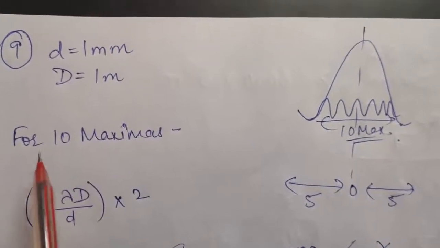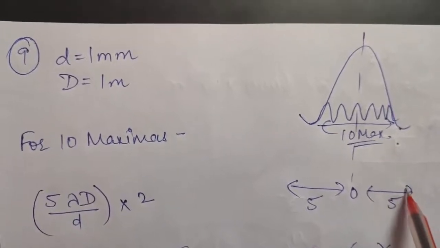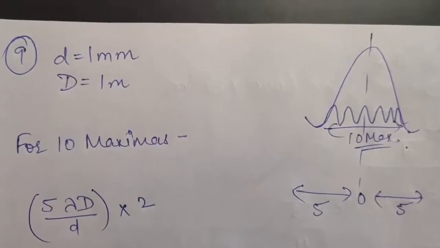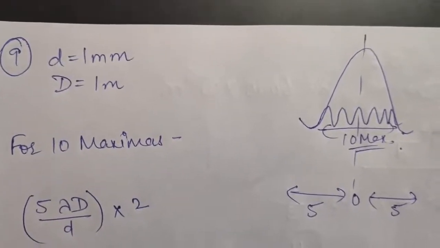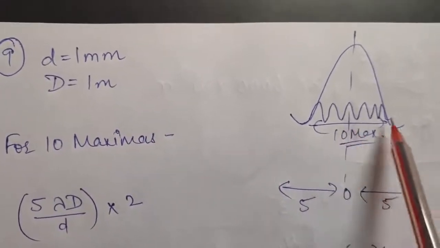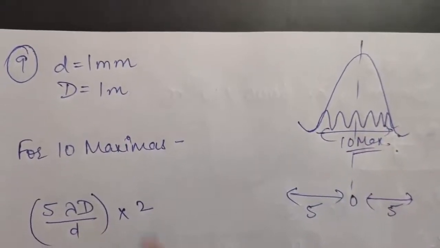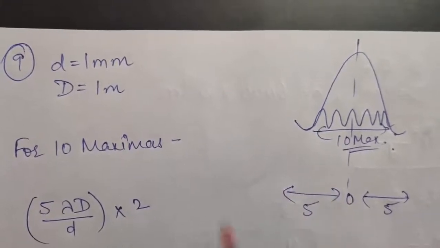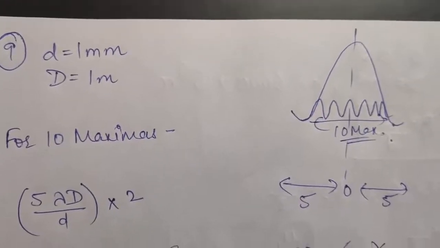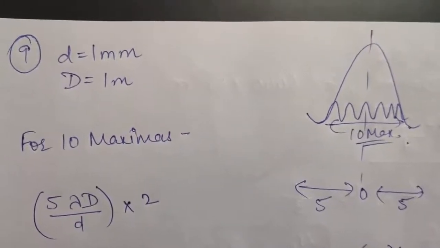Okay, so now first of all write down the condition for 10 maxima. As you know, 5 maxima will be there on this side and 5 on this side. In interference pattern, the distance of maxima from midpoint is n lambda D by d. So first I am taking this distance. Because I have 5 maxima, that will be 5 lambda D by d, and the same distance I want on the opposite side, so that will be into 2. So this is the length taken by the 10 maxima of your double slit pattern.